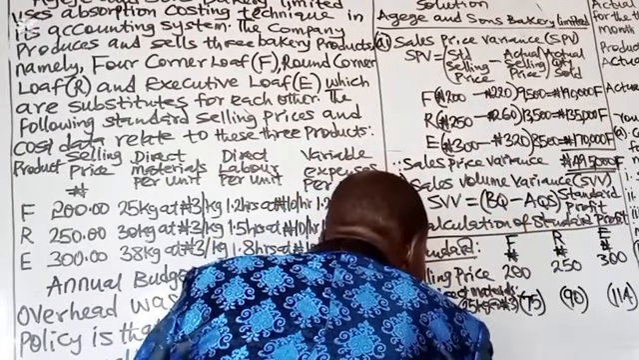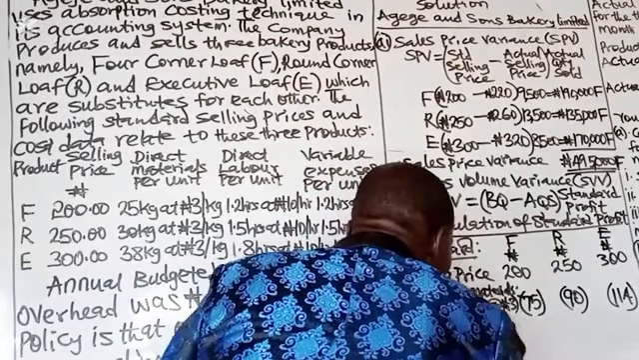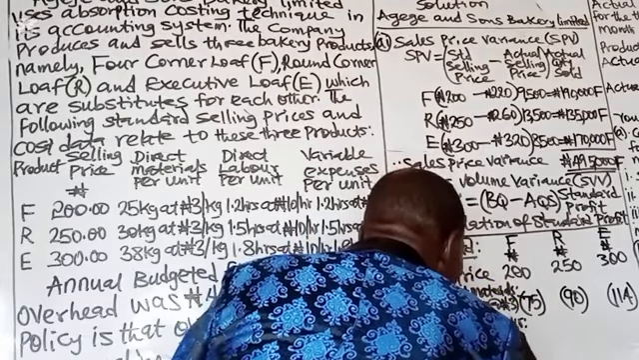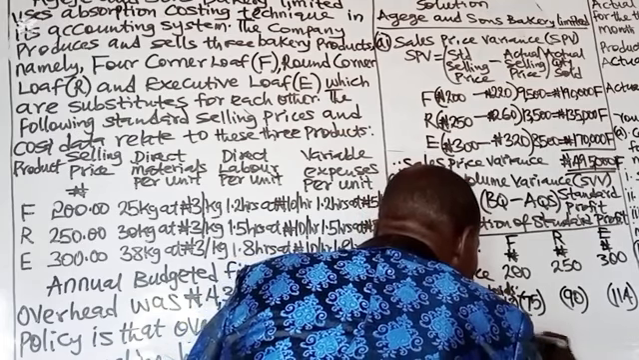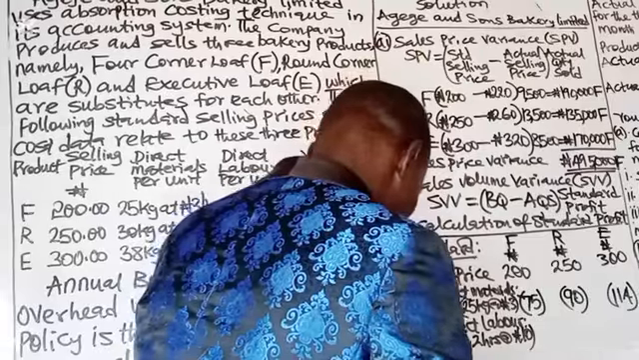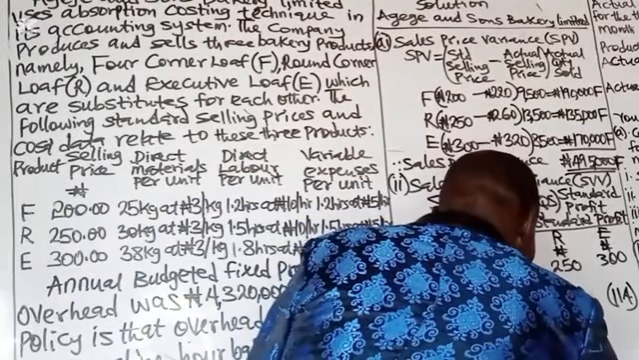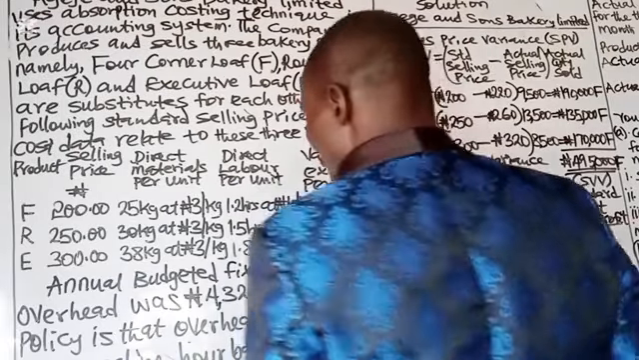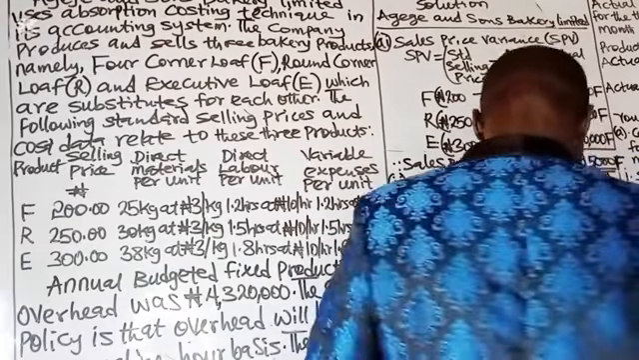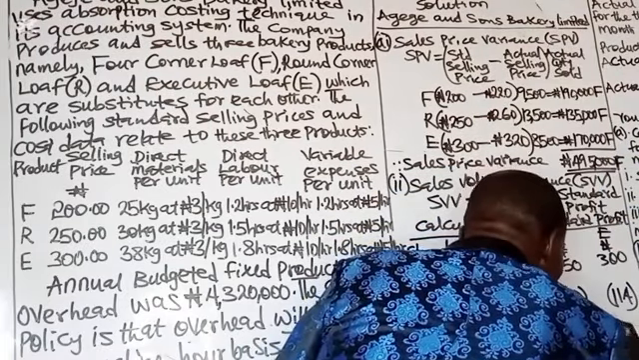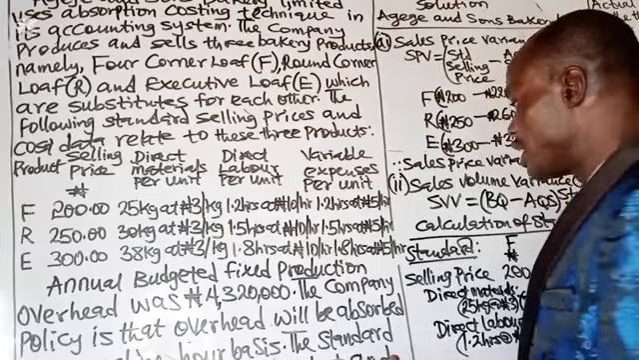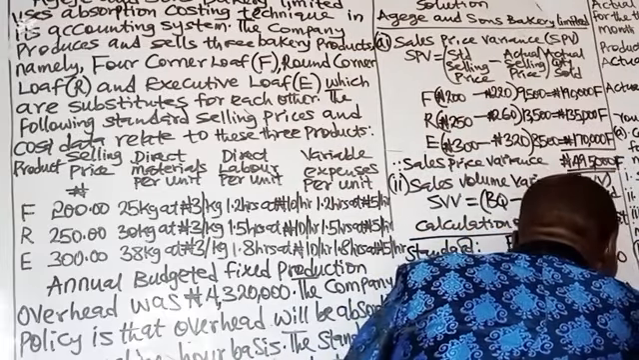Then we also have direct labor per unit, which is 1.2 hours at 10 naira per hour. That will be 12 naira. Then 1.5 at 10 naira, that will be 15 naira. Then 1.8 at 10 naira, that will be 18 naira.